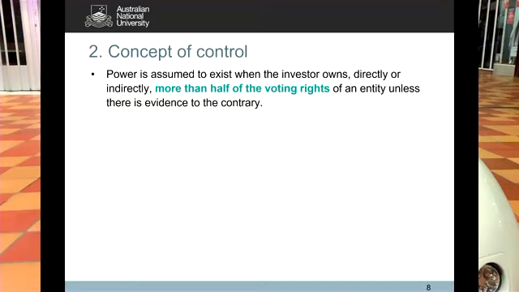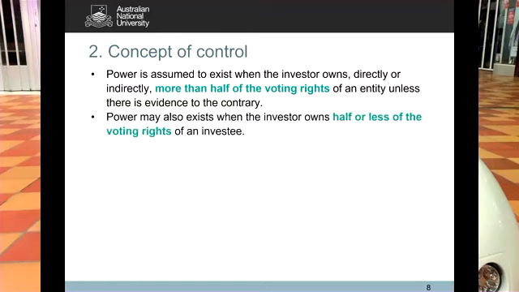Maybe you have more than half of the voting rights, but there are some other conditions to invalidate your voting rights, then that will be the contrary evidence, then probably you don't hold the control. But normally, we would just assume more than half of the voting rights gives you the power. So most likely, when you have more than 50% of the voting right, you would have the power.